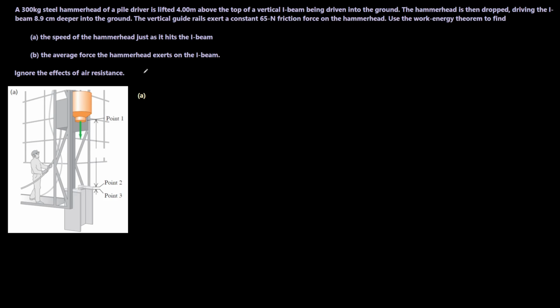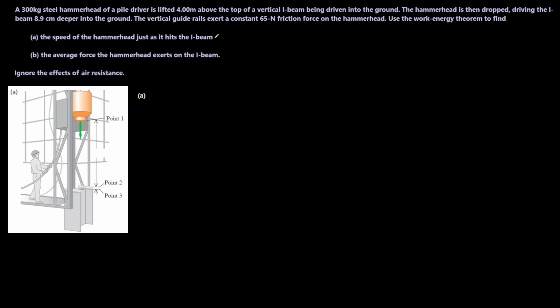In order to solve this problem, there are 3 points of interest. We will call it point 1. This is when the hammerhead is at rest. Point 2 is when the hammerhead contacts the I-beam. And point 3 is when the hammerhead and the I-beam come to a stop. For part A, we will only concern ourselves with point 1 and point 2, since we're only trying to find the speed of the hammerhead just before it hits the I-beam.